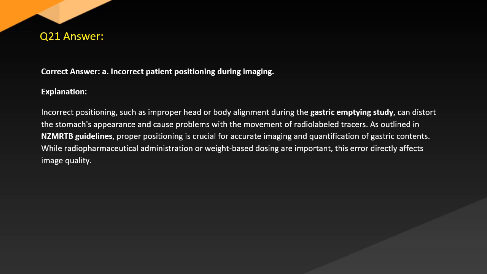Answer. Correct answer. A. Incorrect patient positioning during imaging. Explanation. Incorrect positioning, such as improper head or body alignment during the gastric emptying study, can distort the stomach's appearance and cause problems with the movement of radiolabeled tracers. As outlined in guidelines, proper positioning is crucial for accurate imaging and quantification of gastric contents, while radiopharmaceutical administration or weight-based dosing are important. This error directly affects image quality.